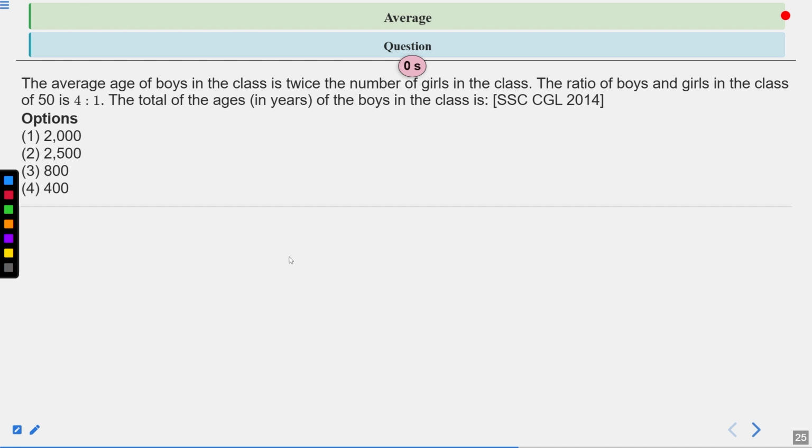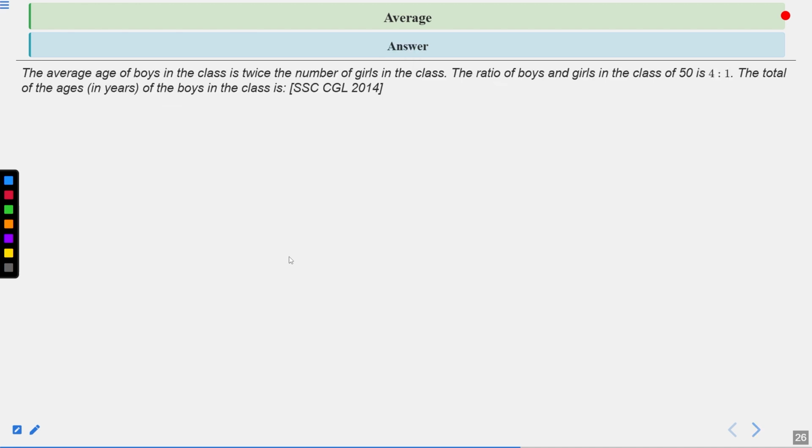Now time's up. Let's see the solution of this question. So the question says that the average age of boys in the class is twice the number of girls in the class. It is also given that the ratio of the boys and girls of the class of 50 is 4:1. So we can calculate the total number of boys and girls, because the ratio is 4:1 and total is 50. So we can clearly see that there are 40 boys and 10 girls.